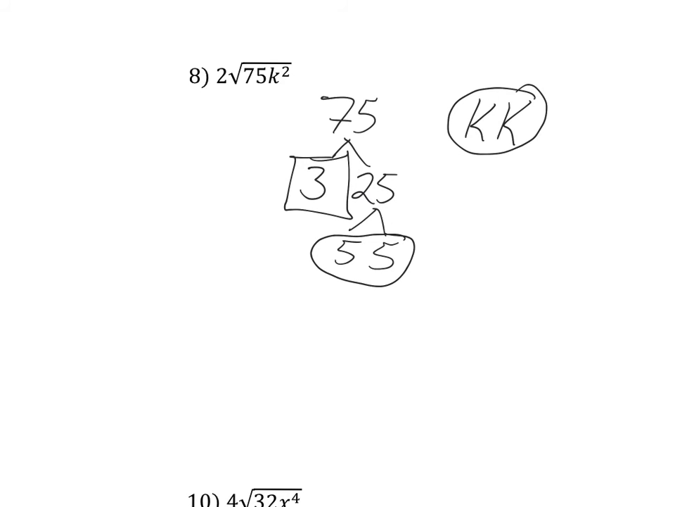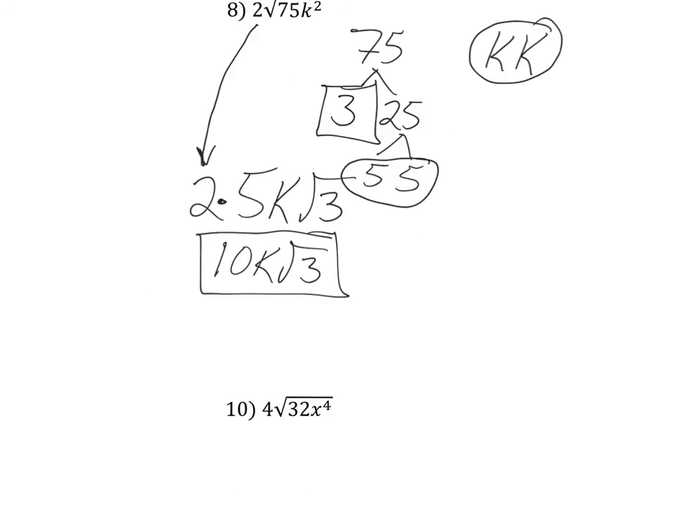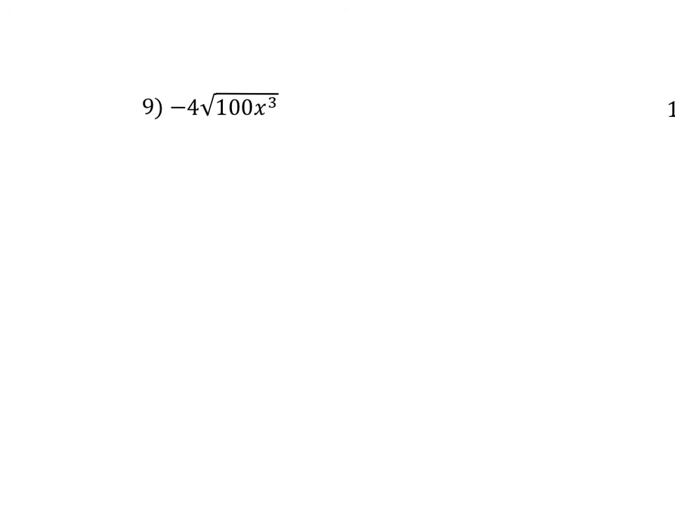So on the outside we should have this 2 from right here, so that one should be coming down, times the 5 that was in the circle, and the K, we only had one circle of it, so that means it's just K to the first. I'm just going to write a plain K, radical 3. So 2 times 5 is 10, K radical 3.